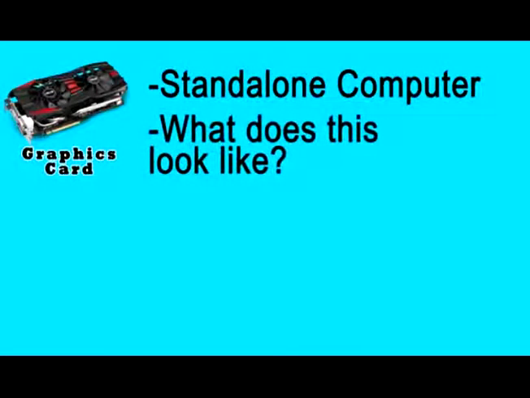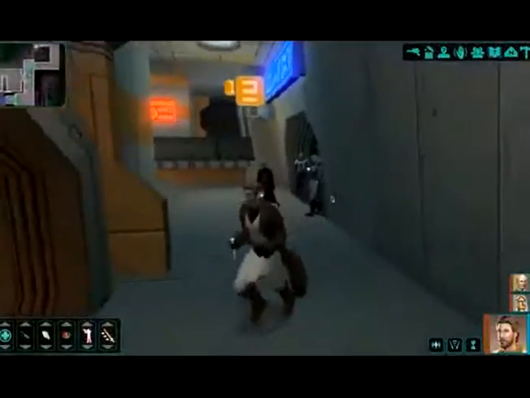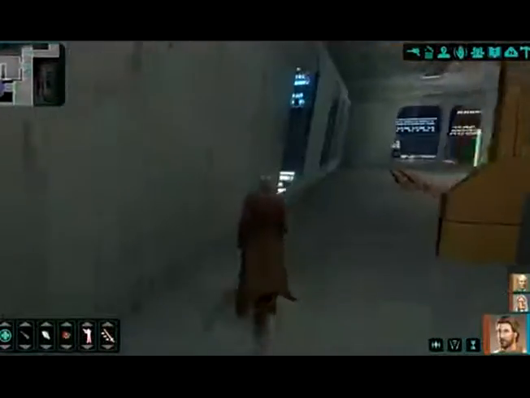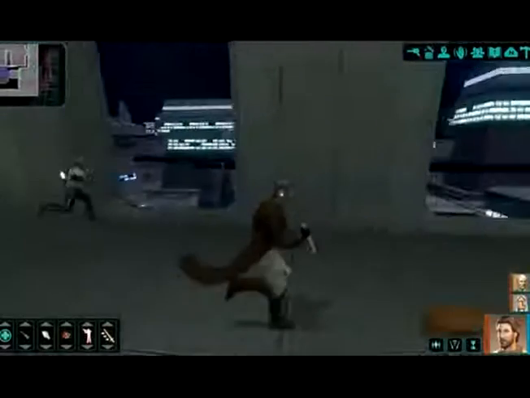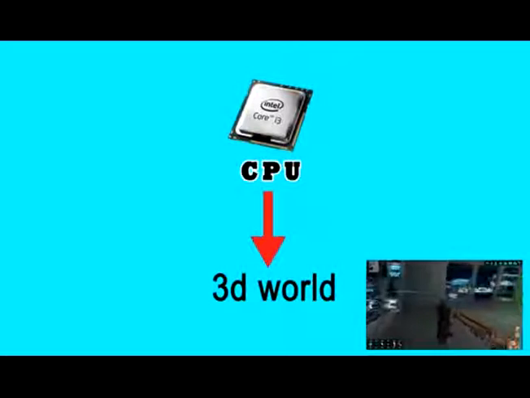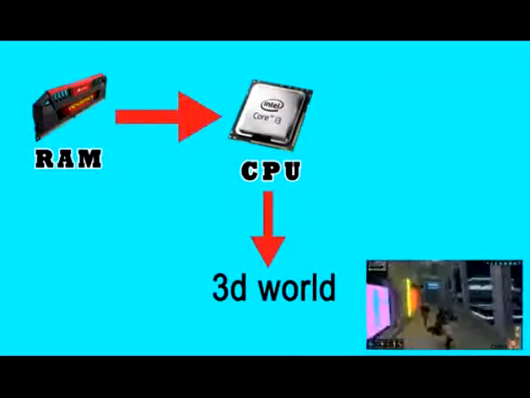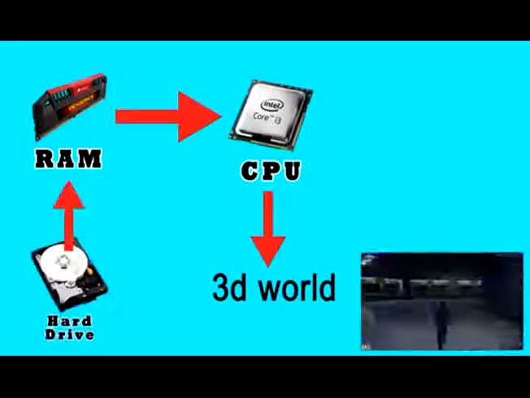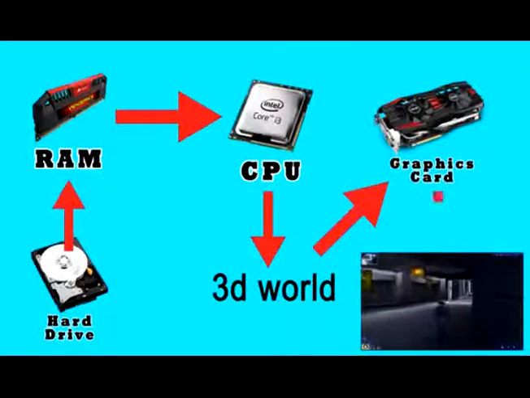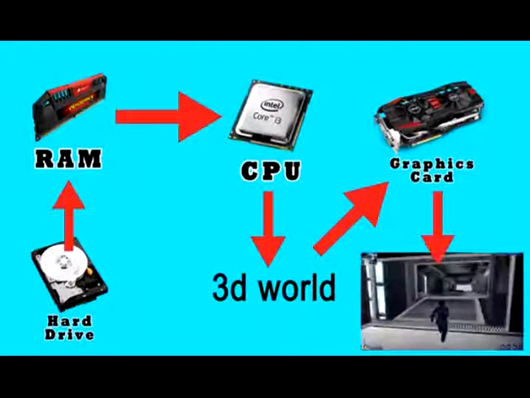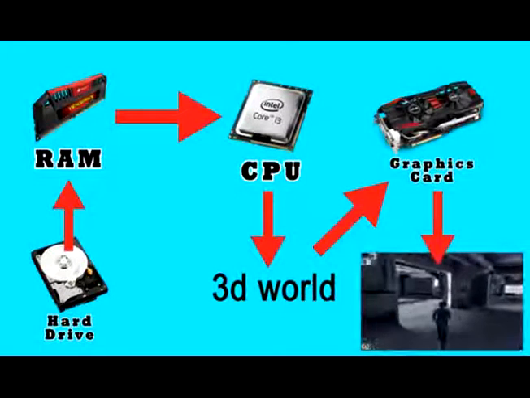What does this look like? It can show you, if you are playing a game that is very busy with high-texture video like this, your CPU is the thing that creates the 3D world. It knows where the stuff is and where it is stored. It operates with the help of RAM from the hard drive, but in the graphics card it figures out what it actually looks like.